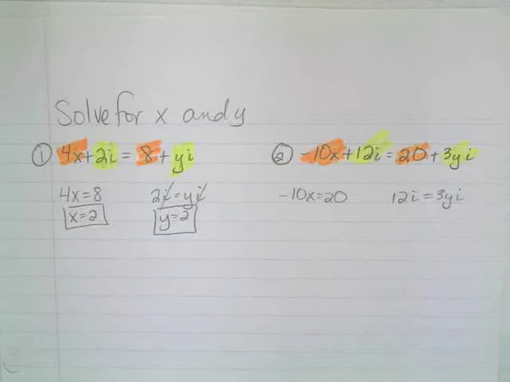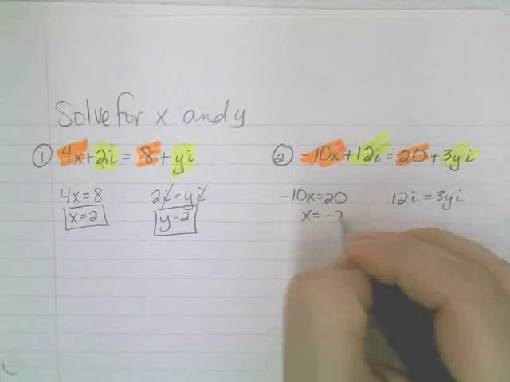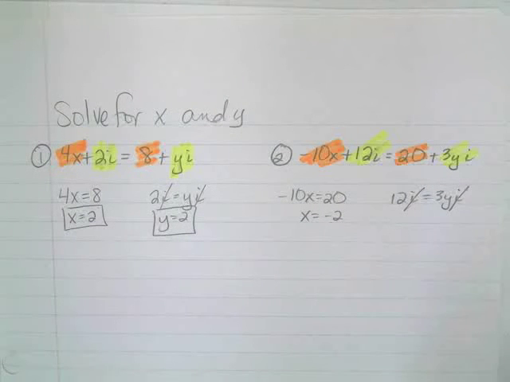Okay, so you should have set these up where the x's go with the number and the i's go with the i's. So negative 10x equals 20, so x is negative 2. And then here, if I cross off my y's, to get rid of that 3, I'm going to divide, so y is 4.